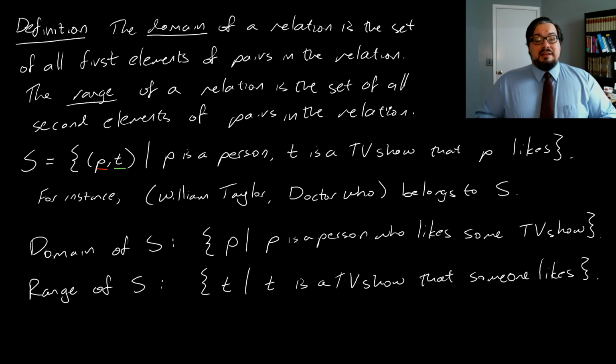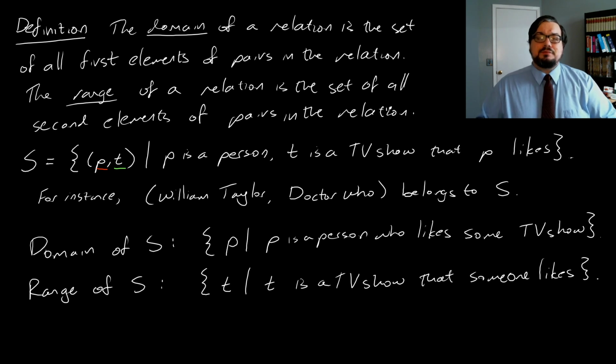So we can see that the domain and the range of S can be slightly more complicated to describe than simply the set of all people or the set of all television shows. We need to think carefully about what the relation is that we're describing before being able to describe the domain and the range of S. We could come up with lots of other examples of this type.